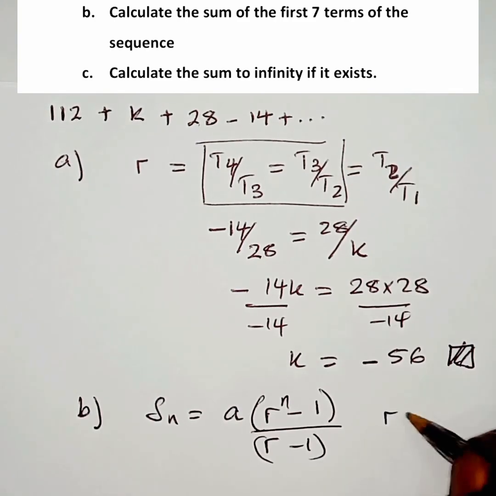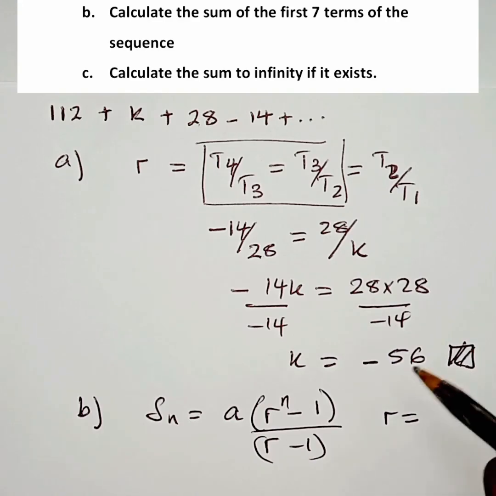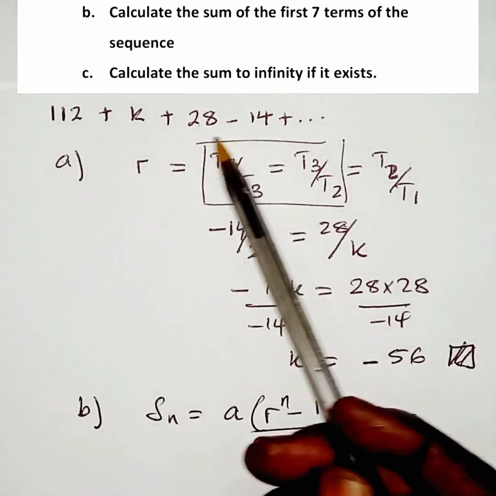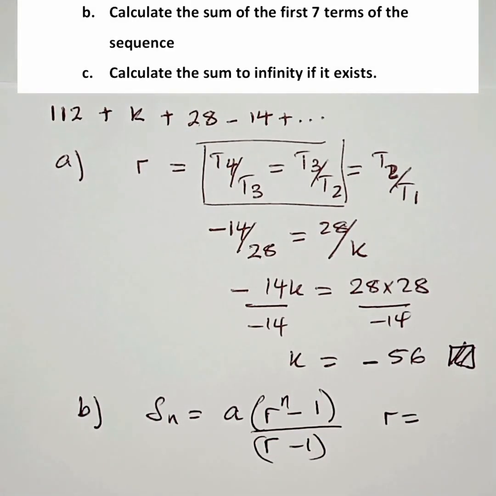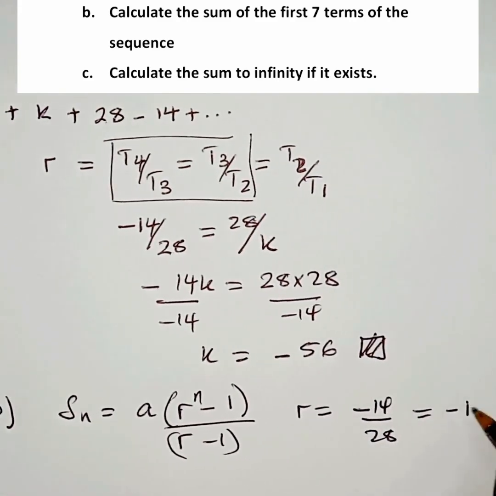We say r is equal to, we can just take minus 14 divided by 28. That will be T4 divided by T3. So that will be equal to minus 14 divided by 28, and that's going to give us minus 1 over 2. So we have minus 1 over 2 for R.